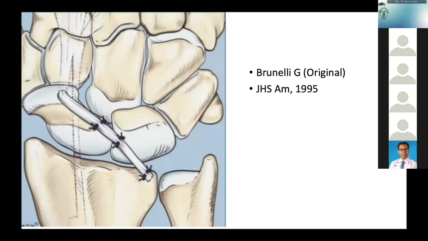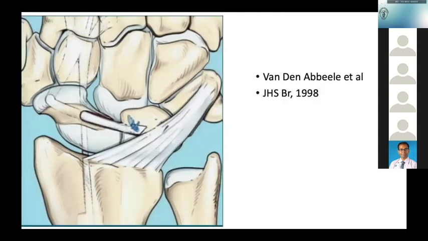One of the earliest was by Brunelli, the original one, and a lot of modifications have followed. Here a slip of the FCR was used, distally based, passed dorsally and attached to the radius, but this caused loss of palmar flexion, so it fell into disrepute. Then modifications came. Van den Abbeele made a modification where he anchored that slip into the lunate. Initially the first one was on the radius; later on, it was anchored on the lunate.